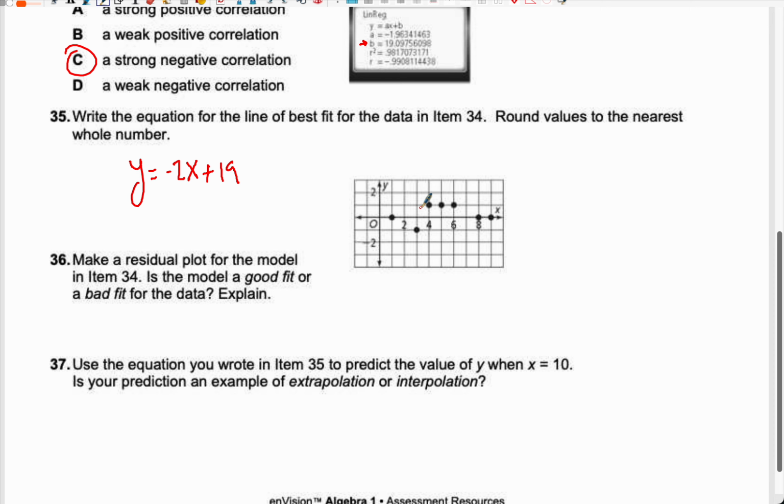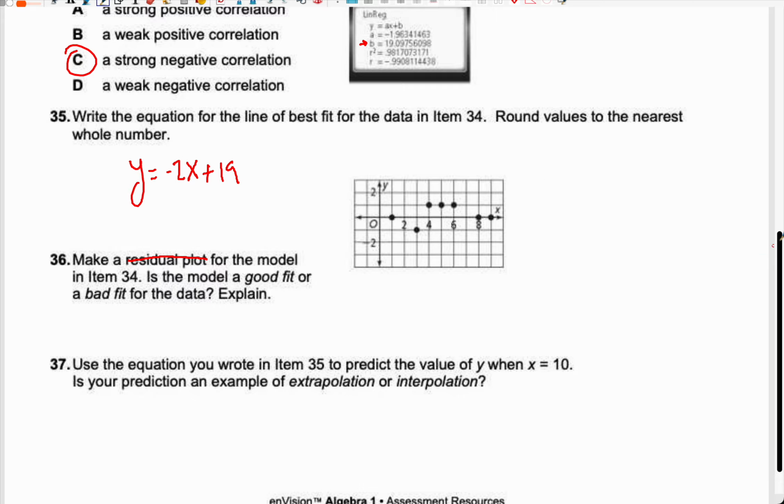Okay. So make a residual plot. We're not going to make a residual plot on the test. I don't want to do this, but you will have to calculate some residuals. Guys, it's simple. It is simple to calculate residuals. This is our equation for the line of best fit.